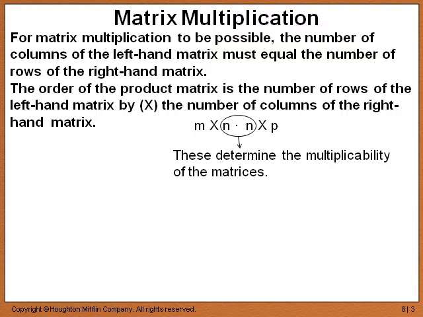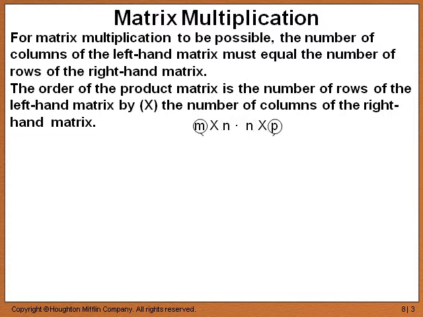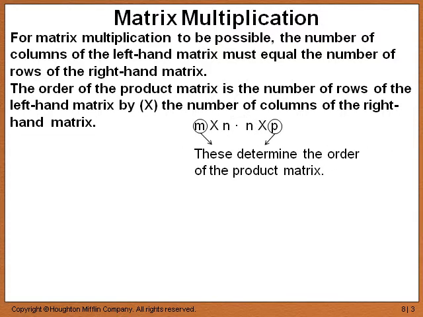So when we're comparing orders of matrices that we want to multiply, the two middle numbers need to be equal. And the two outer numbers, or the bookends if you want to think of them that way, determine the order of the product matrix. So recall in the last example that we had a 3 by 2 product matrix because that matched the number of rows that were in the left-hand matrix and the number of columns that were in the right-hand matrix.